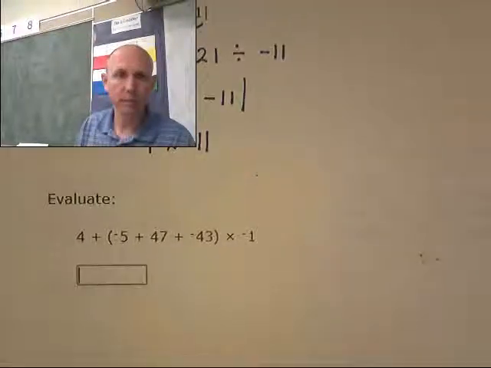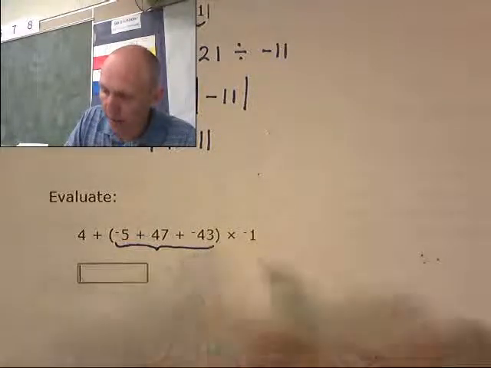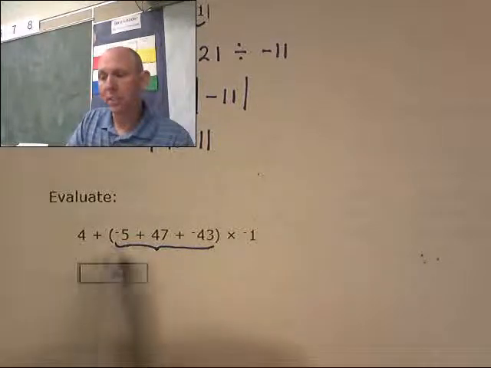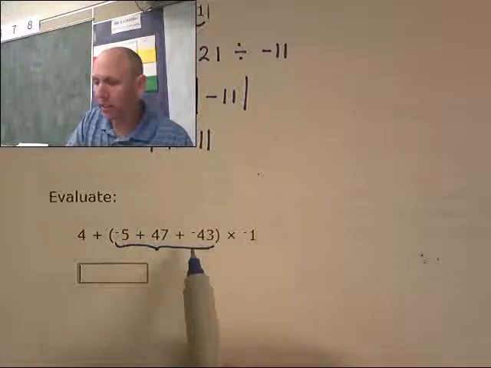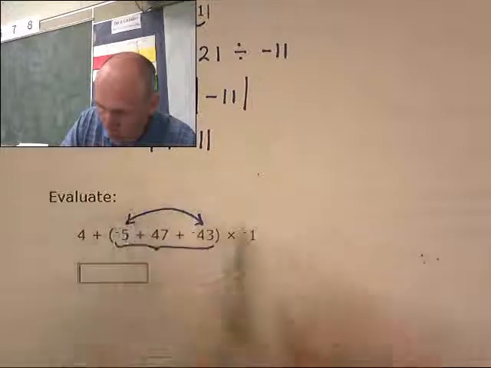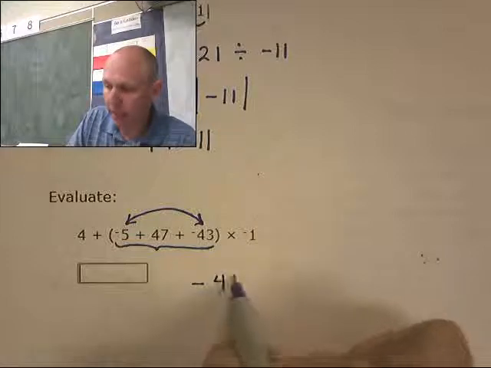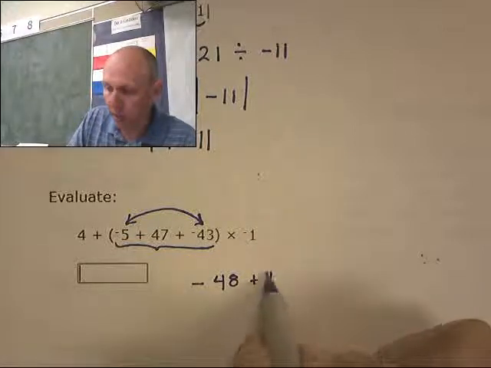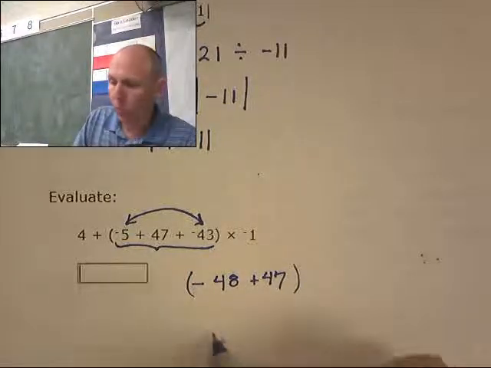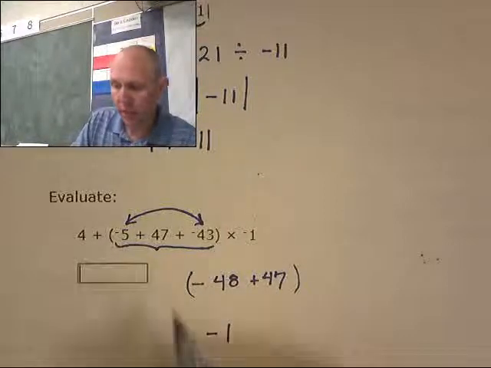And now for a big one. We need to start here inside the parentheses. Order of operations tells me to do the adding and subtracting left to right. But what I like to do, once again, is take those two negatives right there and group them first. So I have negative 5 and negative 43. That's negative 48 plus 47. Well, that's going to be a negative 1. I've completed the parentheses.